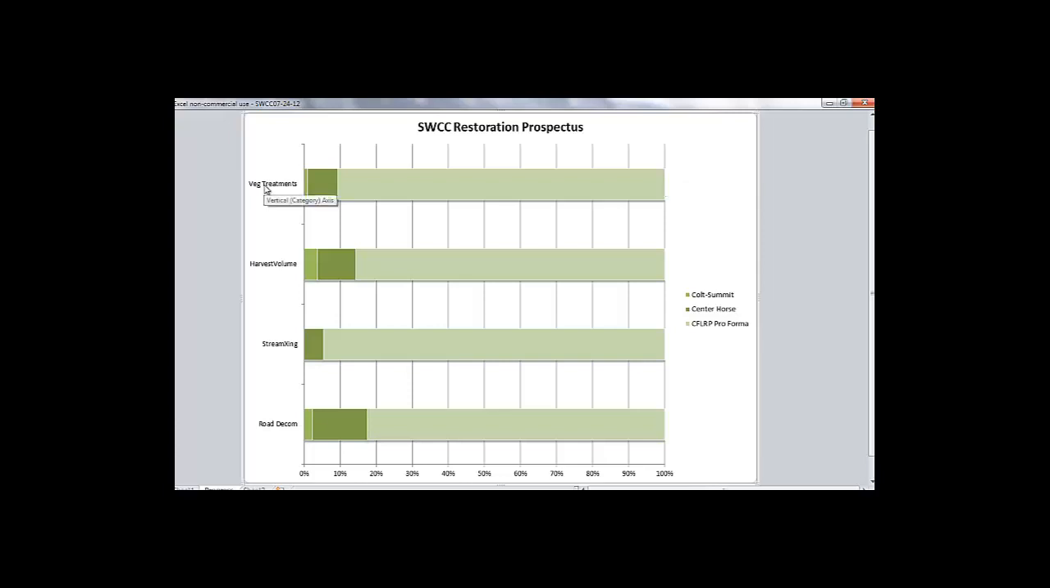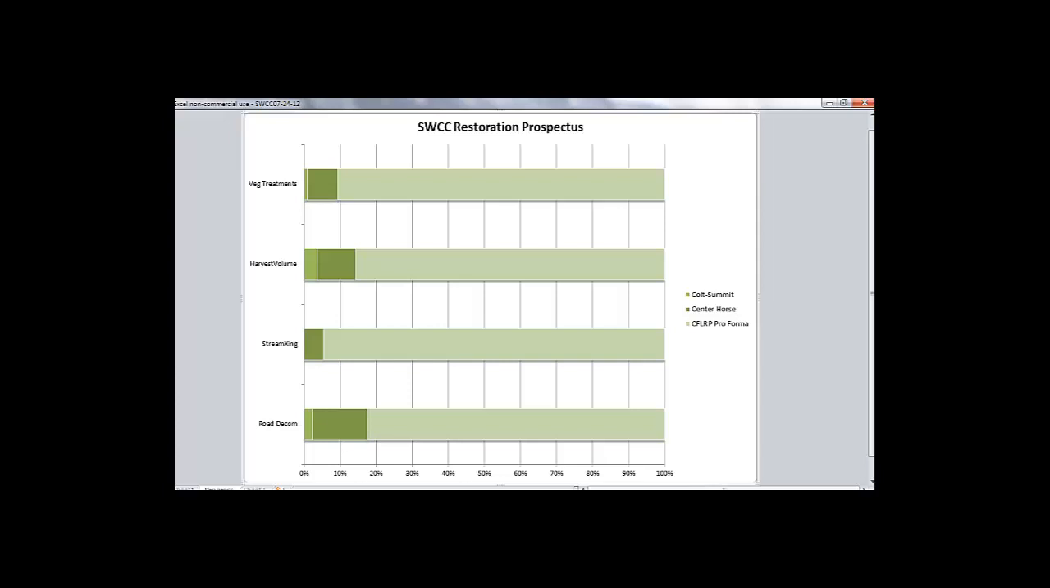The vegetation treatments are on the top. Harvest volume, in terms of commercial saw log volume, is the second item. The number of stream crossings replaced or improved is the third item. And the bottom is the miles of roads decommissioned. So in a quick overview, at least for these four metrics, it will show you the relative contribution of each of the two projects.